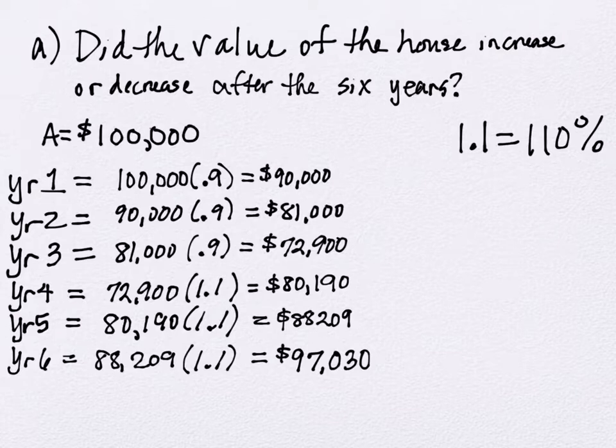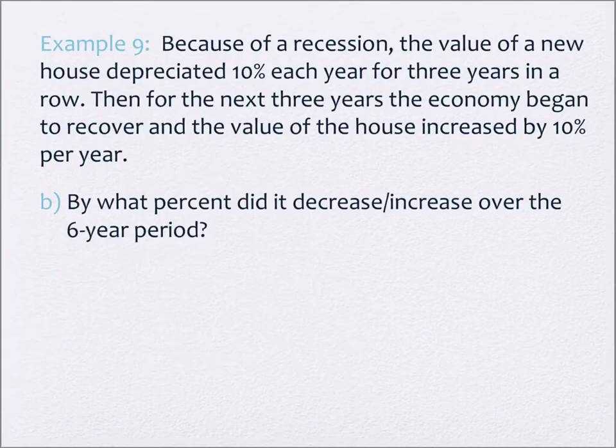Okay, so the question asked, did the value of the house increase or decrease over the 6 years? It decreased. Now, it would not be appropriate for you to say it decreased by and tell me what the difference in 100,000 and 97,030 was, because we made up 100,000, right? We made that number up to begin with, but no matter what number we picked, it would have decreased. The kicker is it would have decreased by the same percent, and that's what Part B wants to know. By what percent did it decrease?